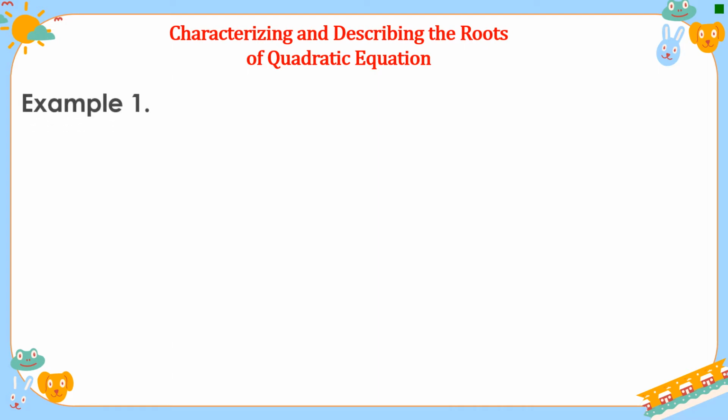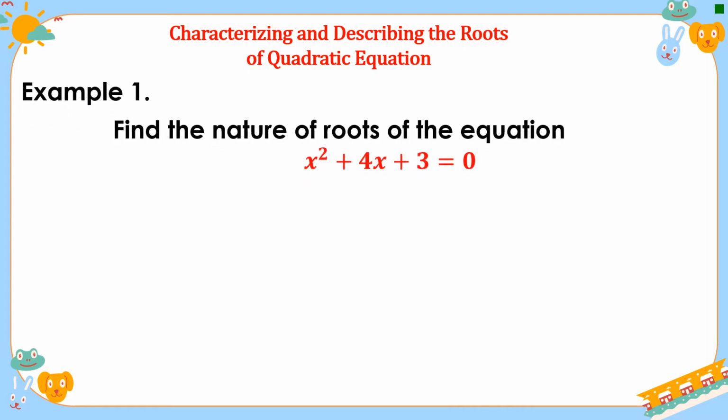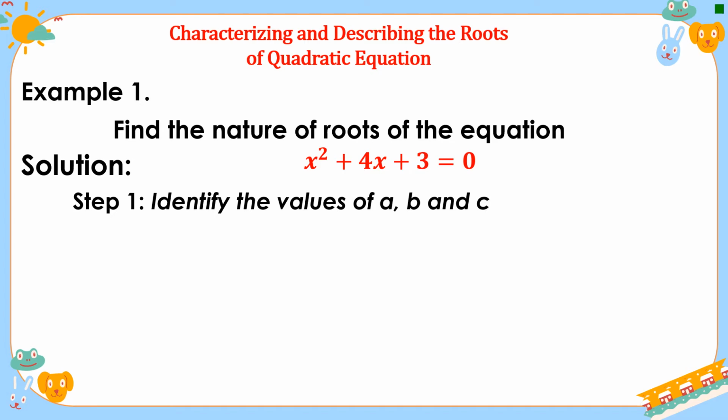Example number 1. Find the nature of roots of the quadratic equation x squared plus 4x plus 3 equals 0. Solution. First step, identify the values of a, b, and c. So from the equation, the value of a is equal to 1, the value of b is equal to 4, and the value of c is equal to 3.